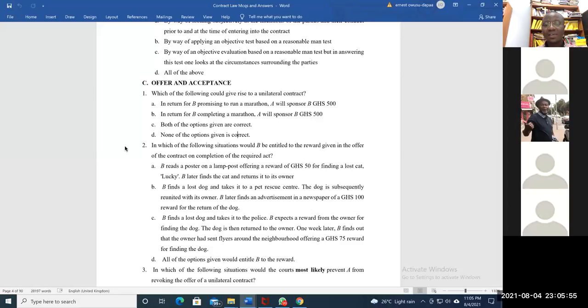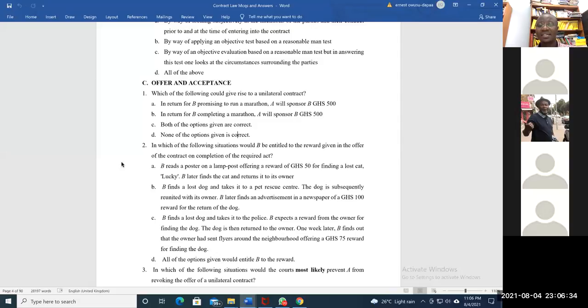Okay, David has said D is correct. S has also said that B is correct. So now we have two competing answers, B and D. Now let's analyze them to pick the correct answer. In return for B promising to run a marathon, so that is a promise by B. A will sponsor B 500 Ghana cedis.